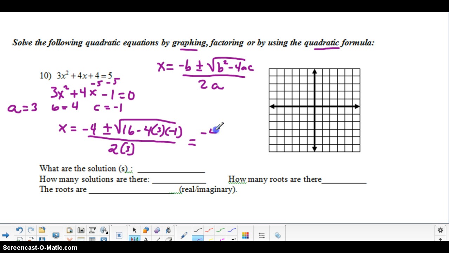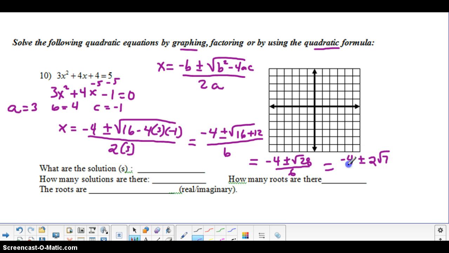So we have 16 plus 12. So that's 28. 2 times 3 here is 6. So negative 4 plus or minus the square root of 28 over 6. 28 has a factor of 4 in it, so we can take the square root of 4, and that would be negative 4 plus or minus 2 times the square root of 7 then.